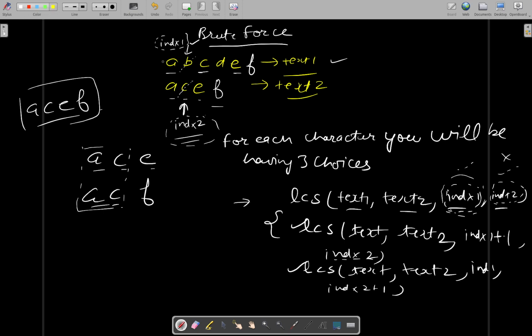Now let's say the characters are matching. If let's say instead of B here, this index 1 was pointing to C here, then you will be able to see that these two characters are the same, they are matching. So what will be the third option that we will be having in case of matching characters?